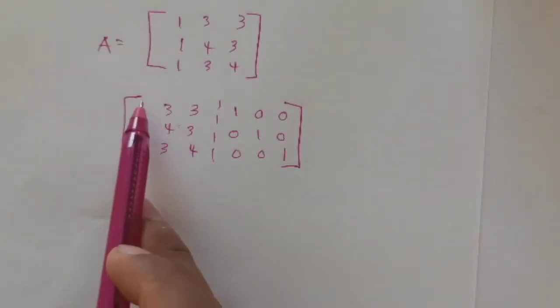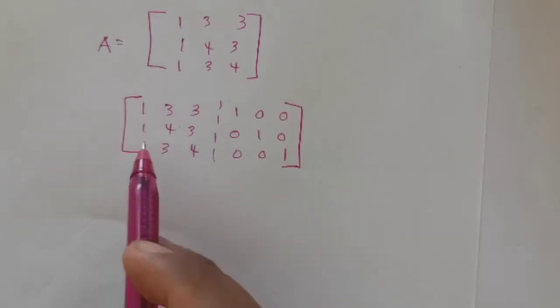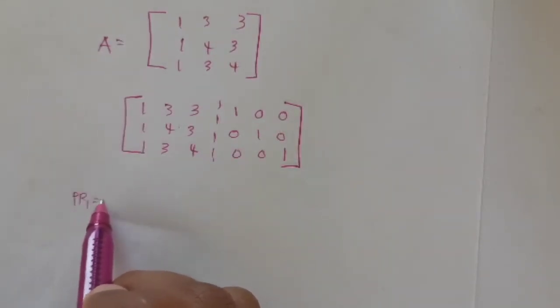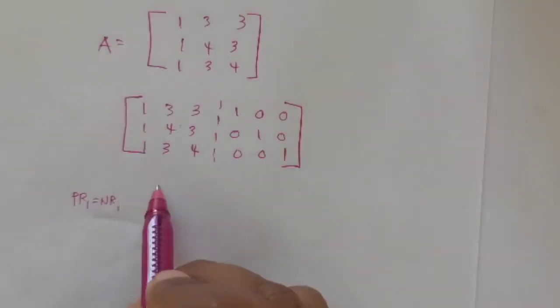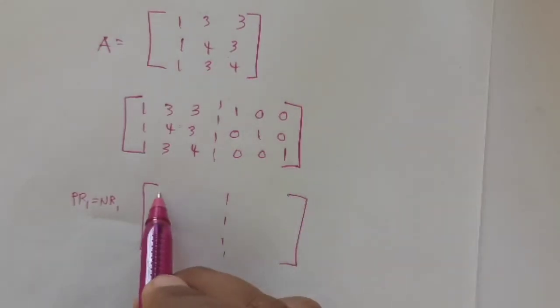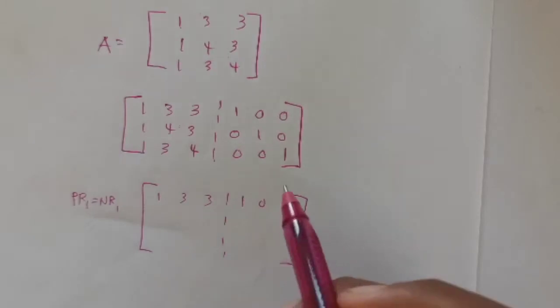As you can see, the first row is already 1. So let us just copy the entries for row 1. The previous row 1 is equal to the new row 1. So we have 1, 3, 3, 1, 0, 0.